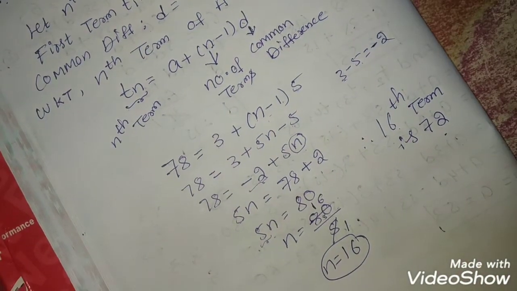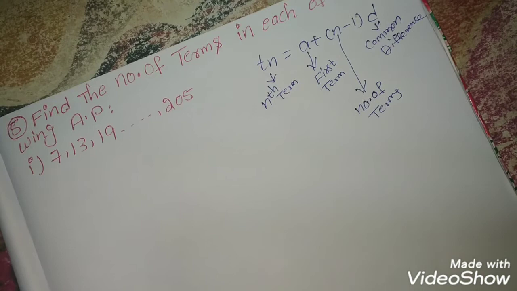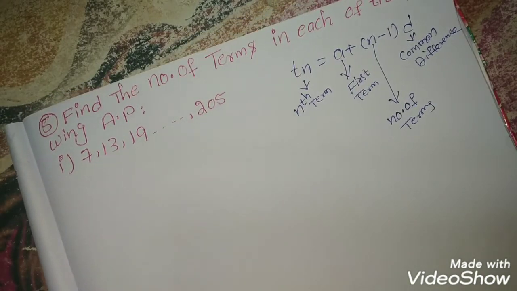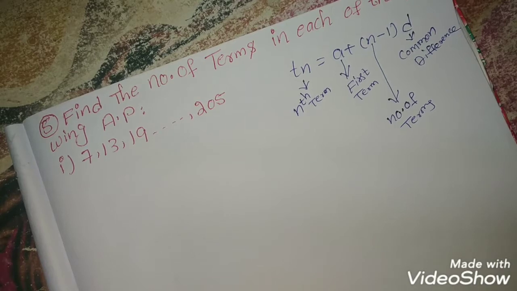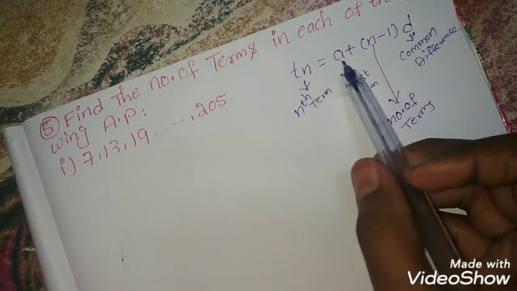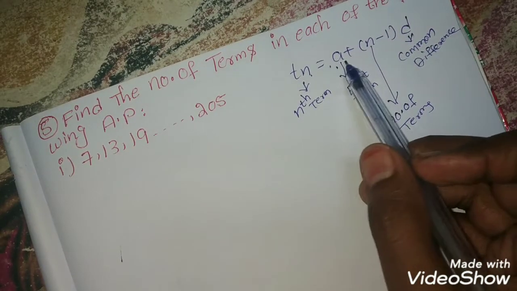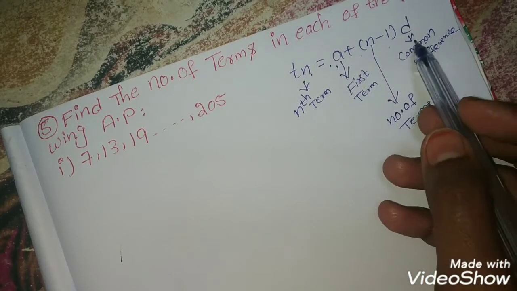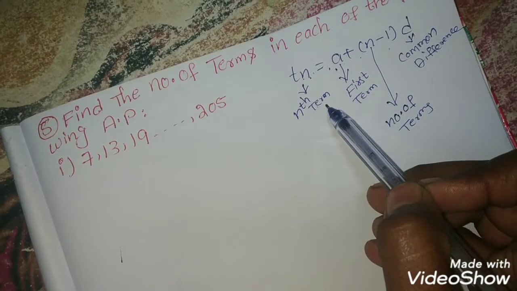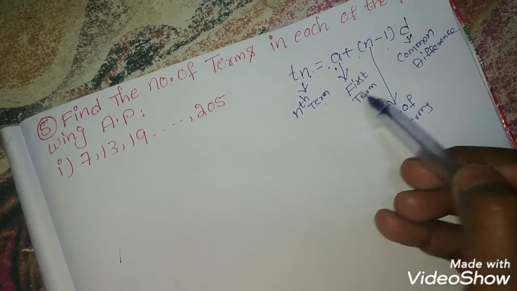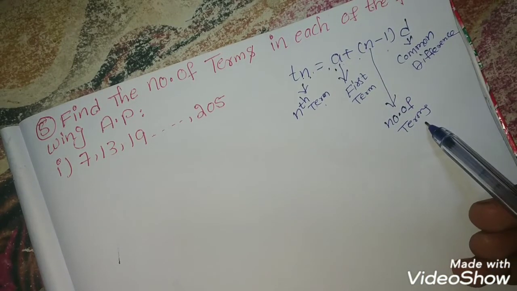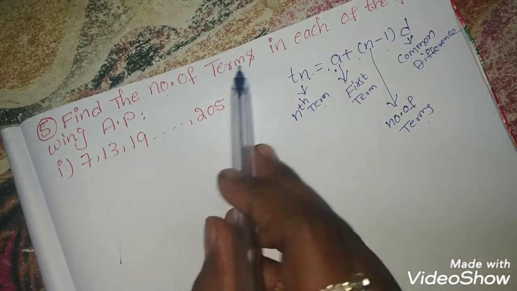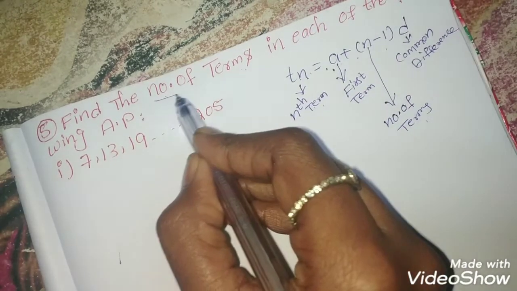So let's go for the next question. See here, the fifth question, what is given. Find the number of terms in each of the following arithmetic progressions. Tn is equal to a plus n minus 1 into d. Tn means the nth term, a means the first term, n means the number of terms. So we need to find the number of terms.